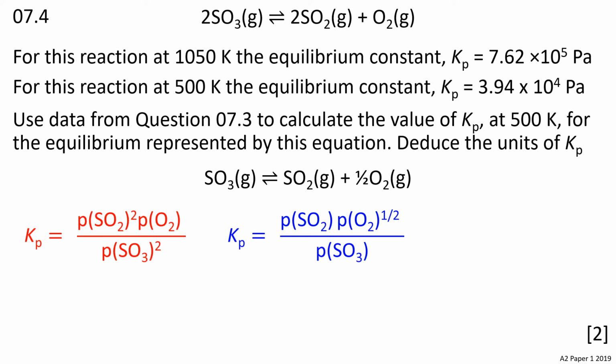So if you take a look at each of those terms, compare the red and the blue of the Kp expressions, we have square rooted each of those terms. So the square root of SO2 squared is just the partial pressure of SO2. The square root of the partial pressure of SO3 squared is just the partial pressure of SO3. And the square root of the partial pressure of O2 is the partial pressure of O2 raised to the power of a half. So to get to our value, we just have to take the square root of our Kp value at that temperature. So it's the square root of 3.94 times 10 to the power of 4, and that will have units of pascals to the power of a half.